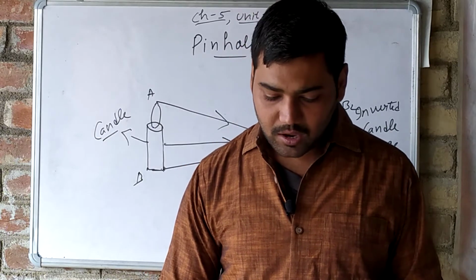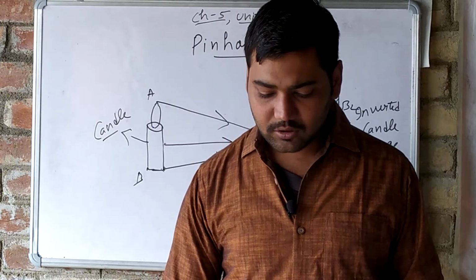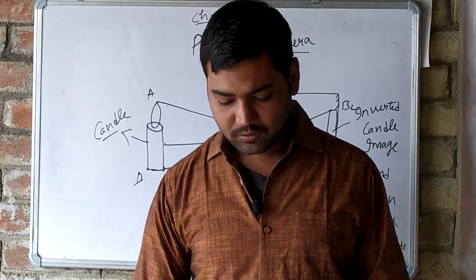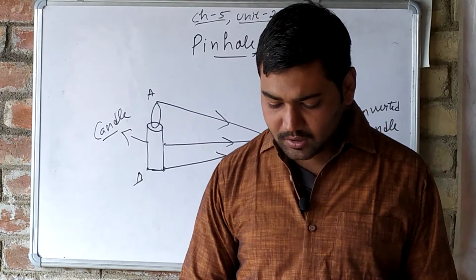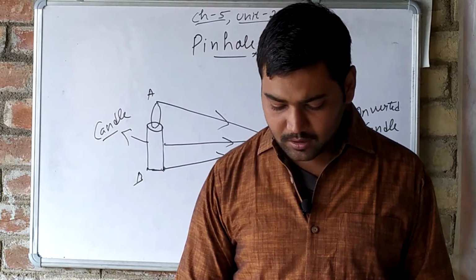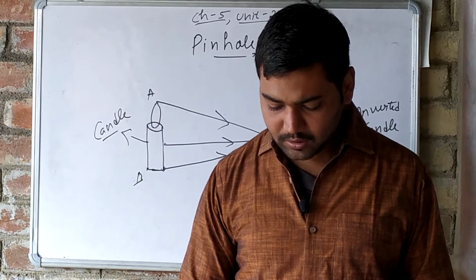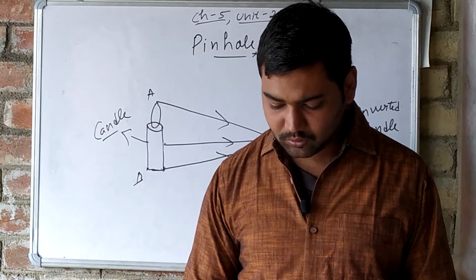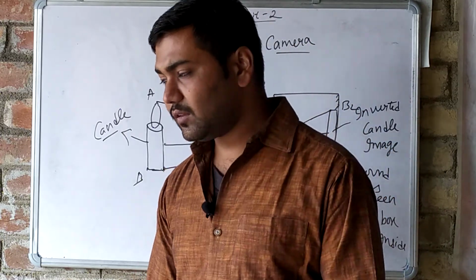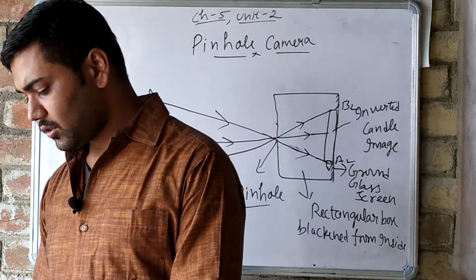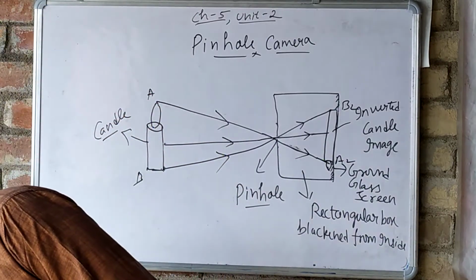The characteristic is it is real, that is, it is formed on the screen. It is inverted. It is generally smaller than the size of the object. This is the characteristic. The conditions for the formation of a shadow: there must be a source of light; there must be an opaque body to obstruct the path of light; there must be an opaque screen to receive the shadow, as it cannot be found in air. So these are the conditions needed.